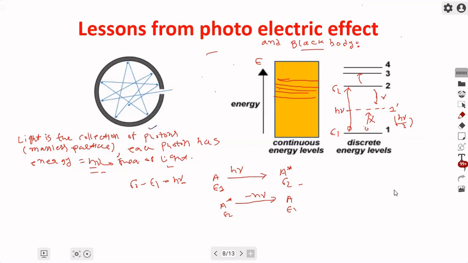Now we'll see what will happen if the energy levels are continuous. In terms of discrete levels, we have seen that we need some discrete value of frequency or discrete value of energy, right?